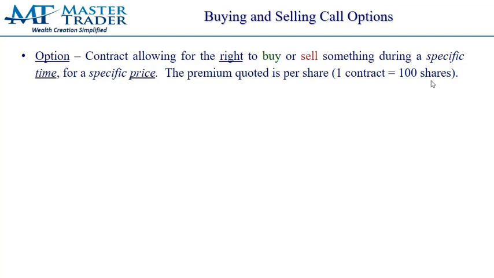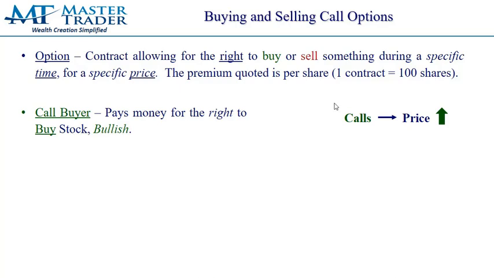What is an option? It's a contract allowing for the right, but not the obligation, to buy or sell something during a specific time for an agreed upon price. The premium is quoted per share, which means one contract represents 100 shares of the underlying.